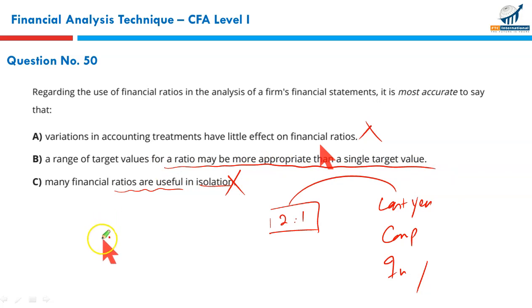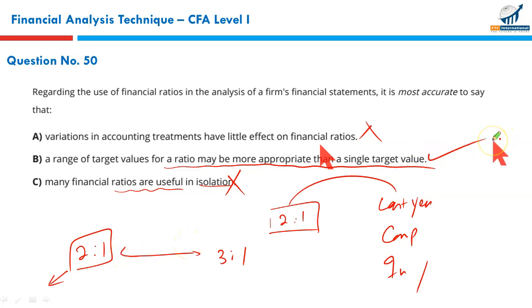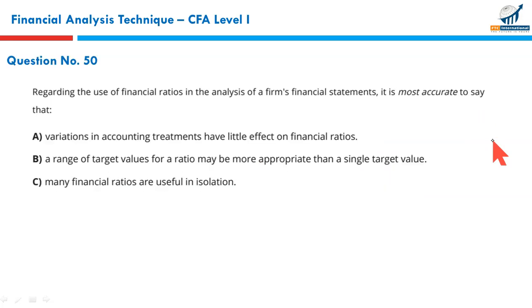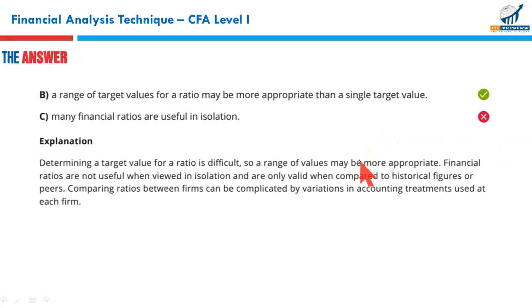A range of target values for ratios may be more appropriate than a single target value. Correct. My current ratio should be between 2:1 and 3:1. Having a current ratio more than 2:1 means I have more investment in current assets, which is not good. Having it less than 2:1 means I will be facing a liquidity problem in the future. So you can have a range of acceptable ratios. It's a very valid point. B, the range of target values, makes B the correct option.